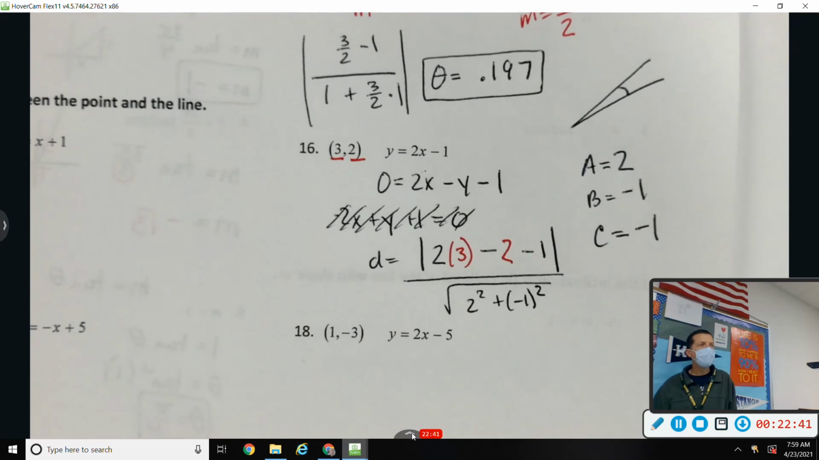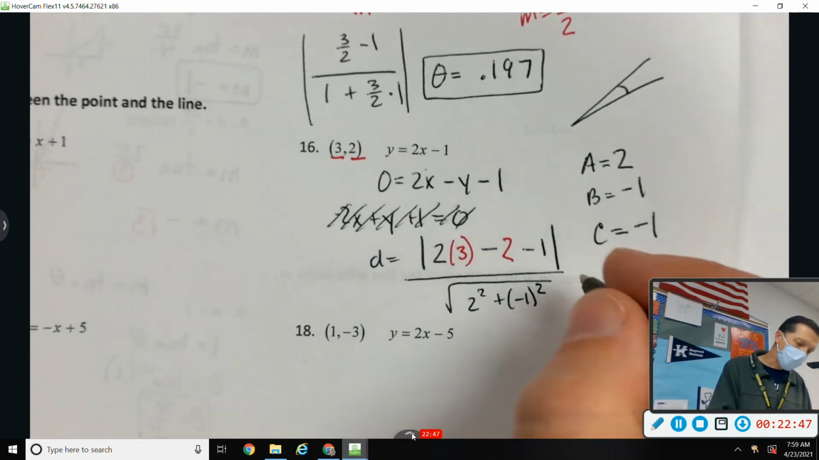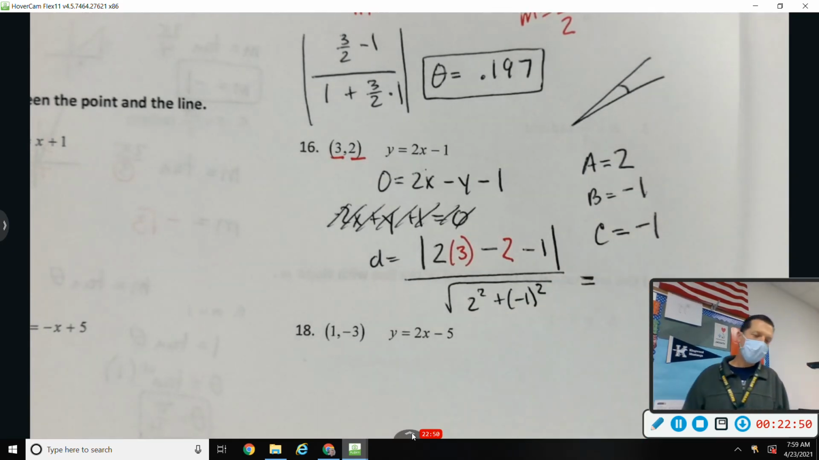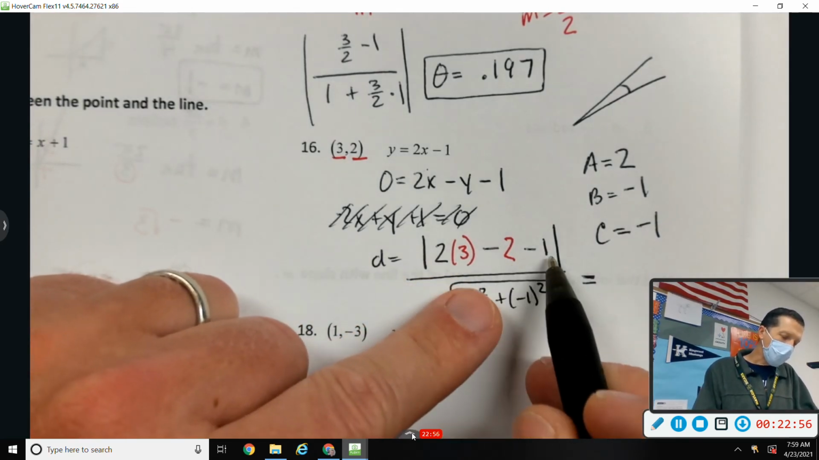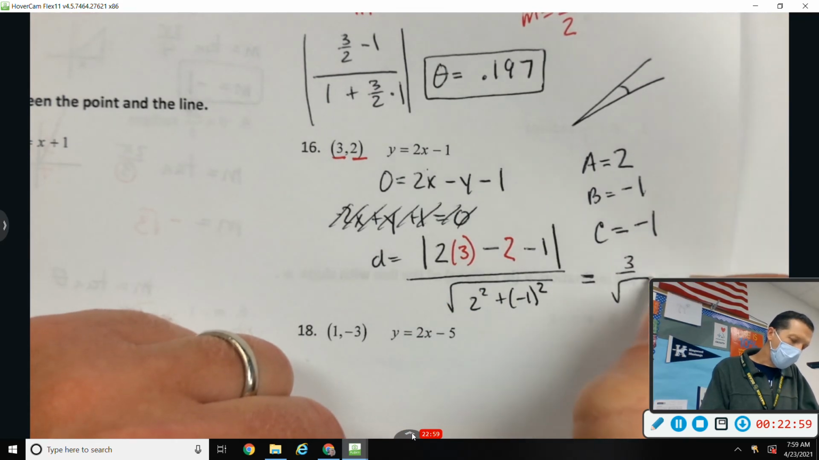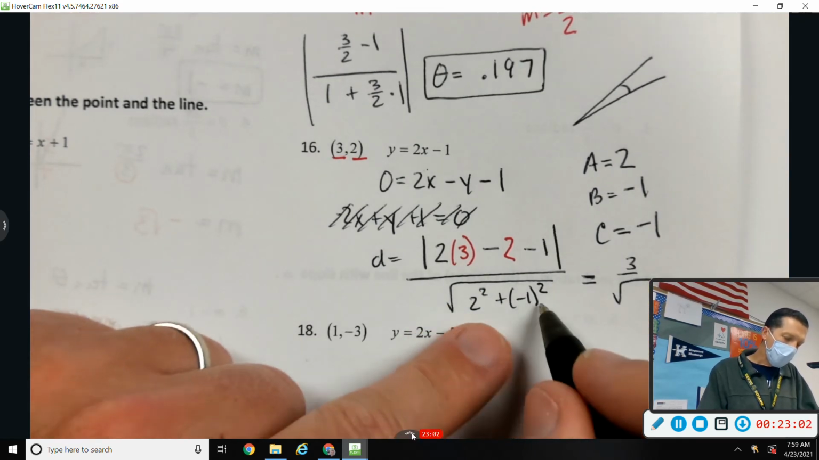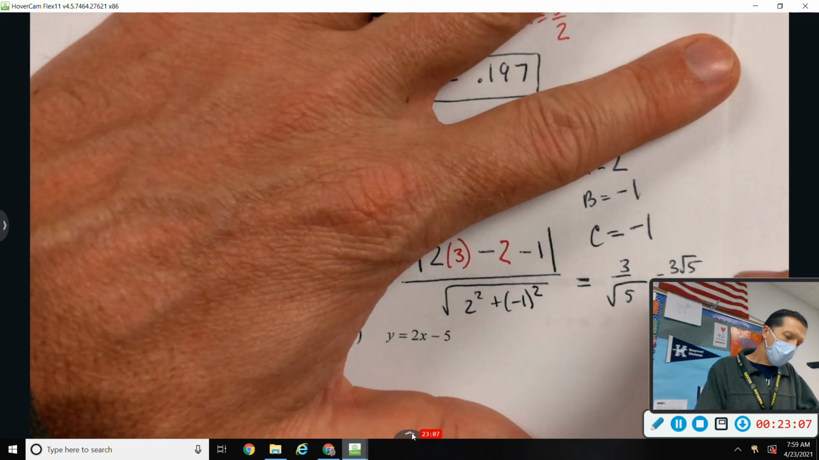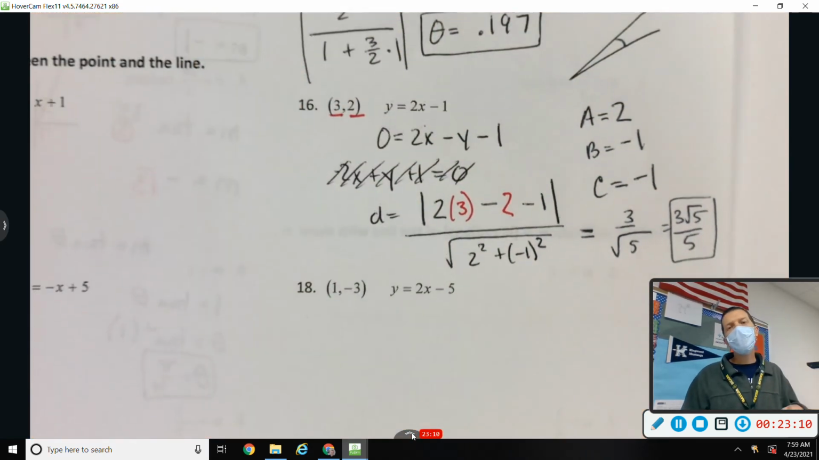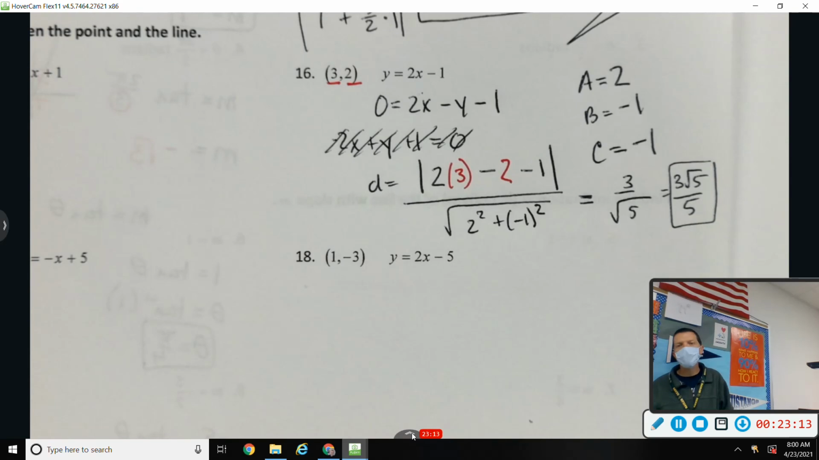And now you can just put that in the calculator. That's a lot of typing, so if you have a little bit of math sense, it might be easier to not use the calculator. 6 minus 2 minus 1 would be 3, over the square root of 4 plus 1, which is 5. So for some of you, it's probably easier to not use the calculator. If you're going to use the calculator, you better get all those parentheses correct, squaring negative numbers, all those little things that mess people up. Be careful about that.